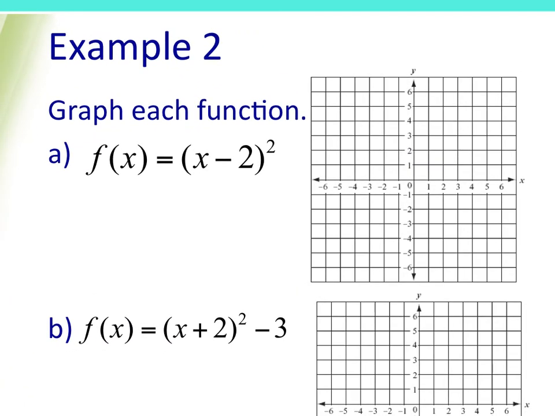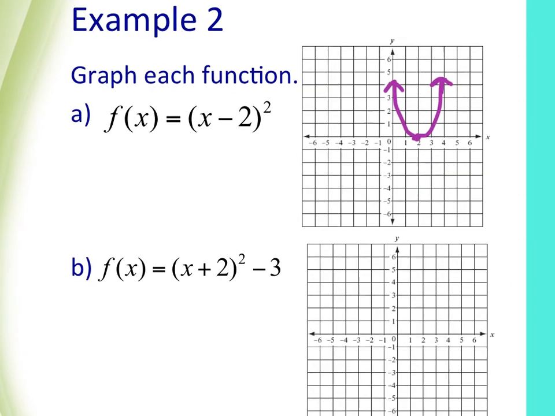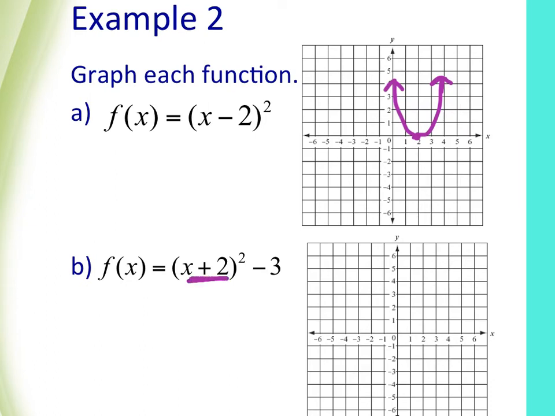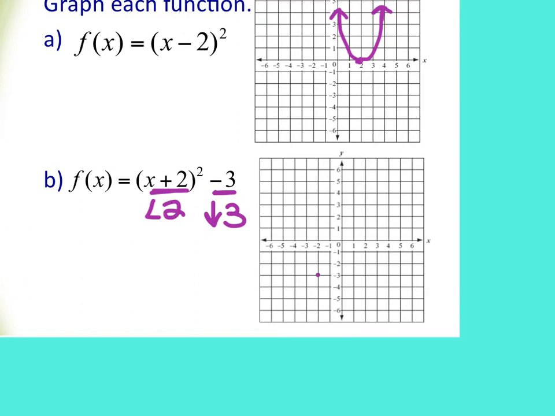So looking at A, what's my parent function? It's a parabola again, right? What's the minus 2 inside the parentheses? Right 2 places. And B, the plus 2 inside the parentheses doing what? Left 2, and the negative 3 is? Down 3, right? So I go left 2, down 3, or you can go down 3, left 2, doesn't matter, as long as you plot that point, and then my parabola.